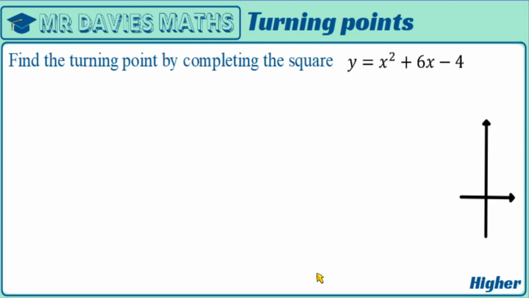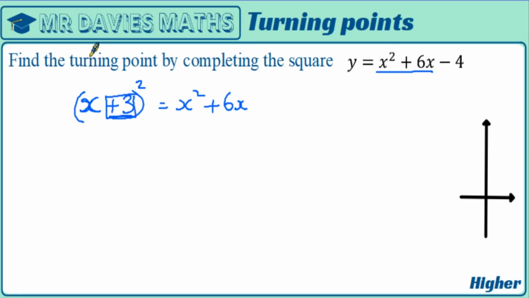So again, we need to complete the square. To get those two values, I'm going to have to half the 6. So x positive 3 all squared. If that expanded, that would give me x squared. It would give me double that value, which is positive 6x. And squaring 3 would also give me positive 9.